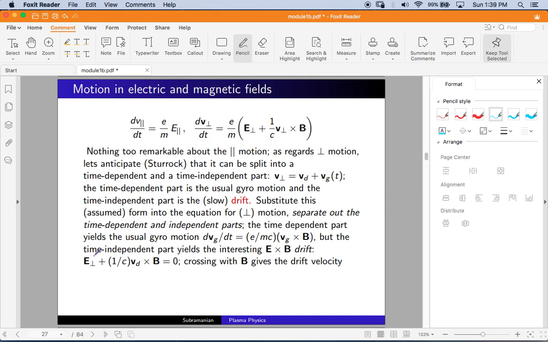So you have this E perpendicular plus 1 over C times the cross product. By the way, if you're wondering where this 1 over C came from, this is because Sturrock likes to work in CGS units, as do I. So that's where it came from.